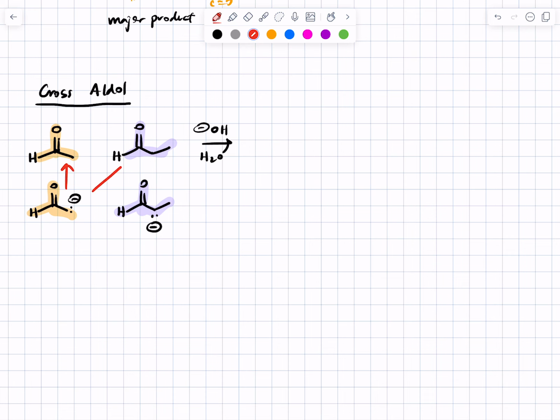This enolate could attack either of those carbonyl compounds. This enolate could attack either of those carbonyl compounds. So what you expect is a horrific mixture of products where you have the cross-aldol product of the orange enolate attacking the purple carbonyl compound, or where the orange enolate attacks the orange carbonyl compound. I'm just going to see if I can keep this straight.